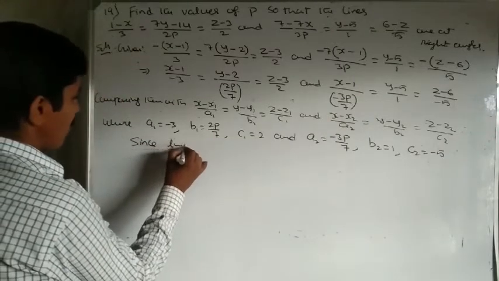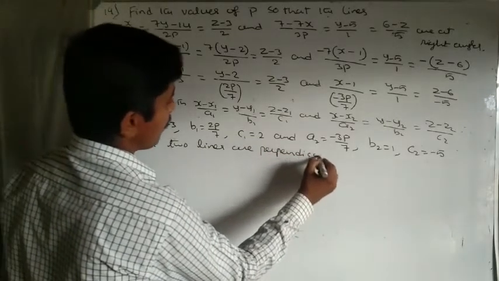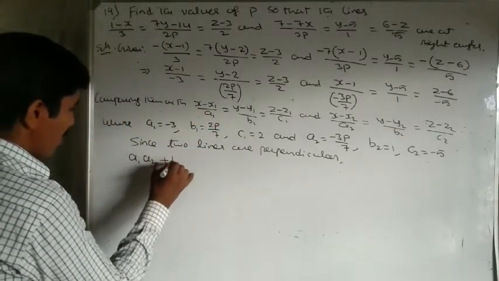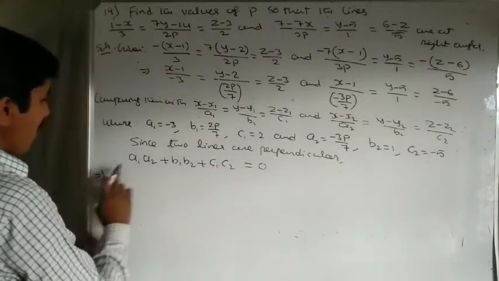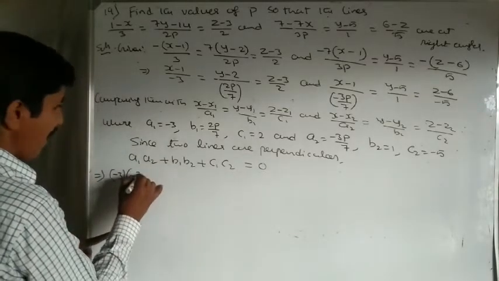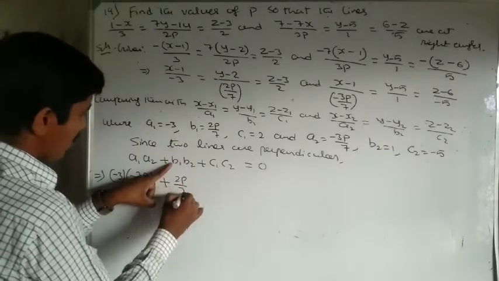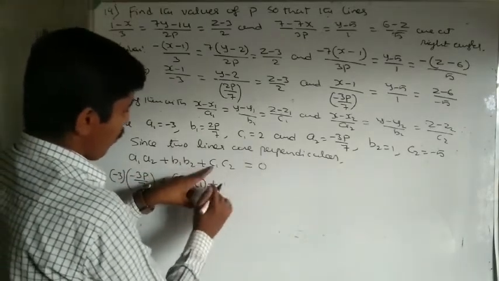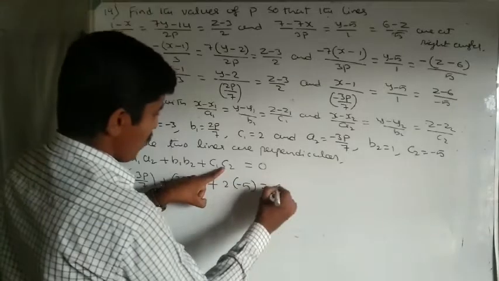Since two lines are perpendicular, what is the condition? a1 a2 plus b1 b2 plus c1 c2 is equal to 0. a1 into a2, a1 equals minus 3, a2 equals minus 3p by 7, plus b1 equals 2p by 7, b2 equals 1, plus c1 into c2, c1 equals 2 and c2 equals minus 5, which is equal to 0.